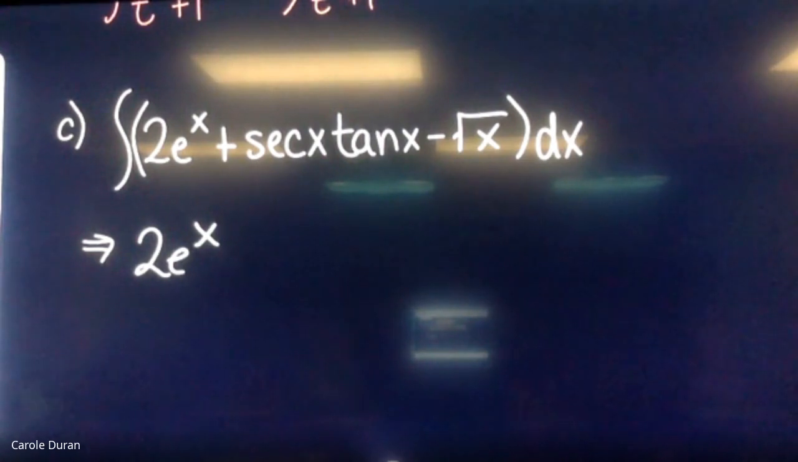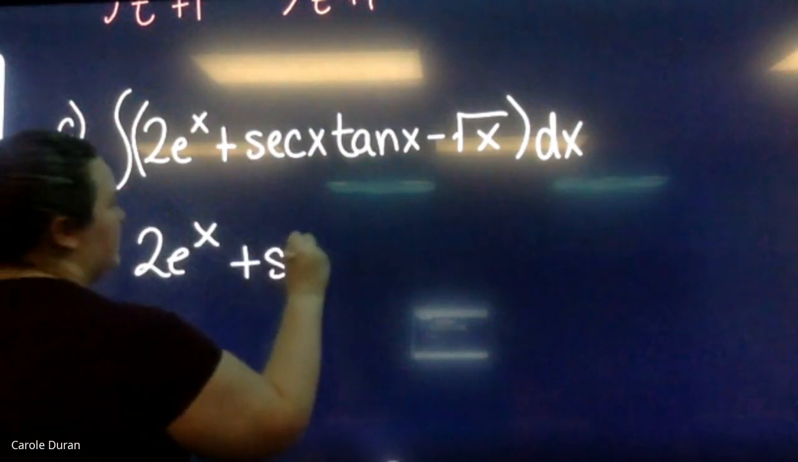Plus secant of X. How'd you get secant of X, Deanna? From secant of X tangent of X. Okay, secant X, when I take the derivative of it, turns into secant X tangent X, which means it's the antiderivative of secant X tangent X.